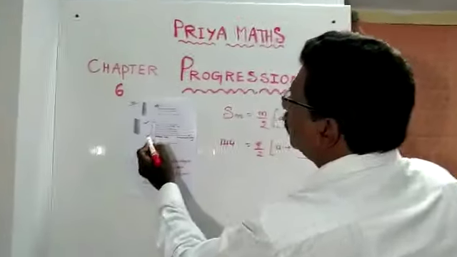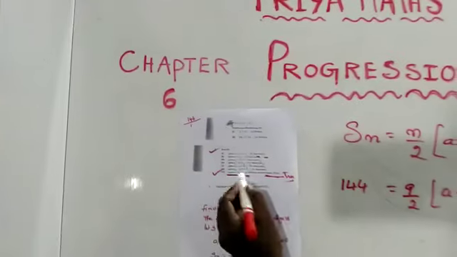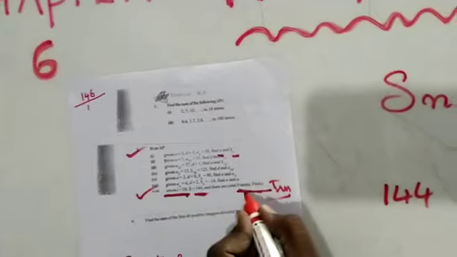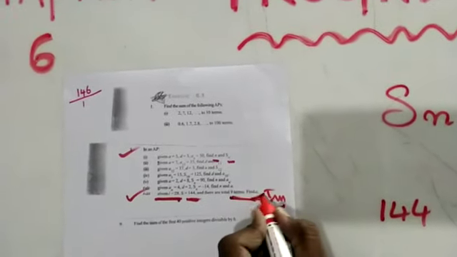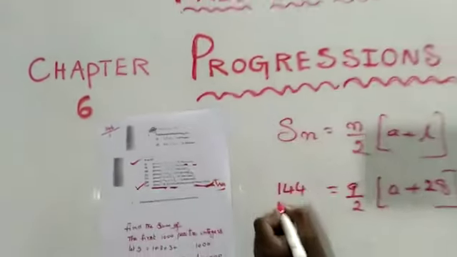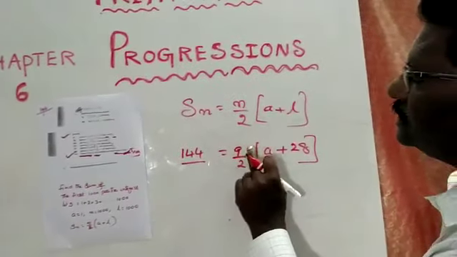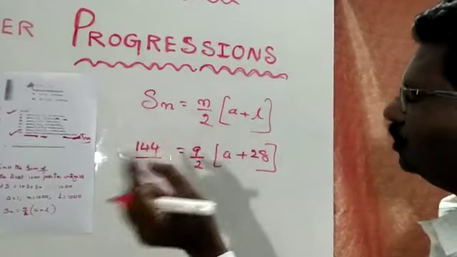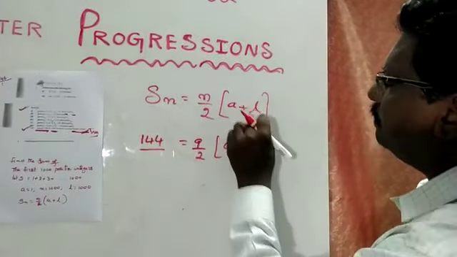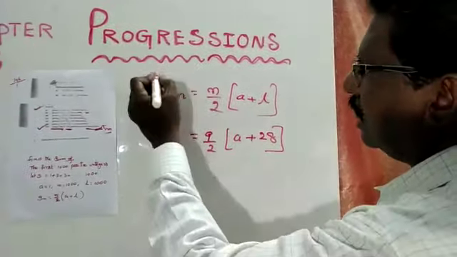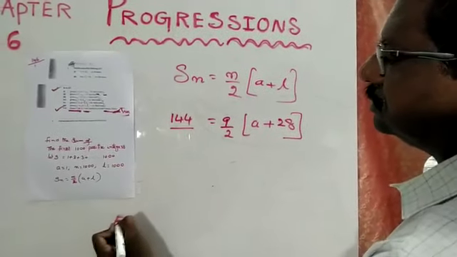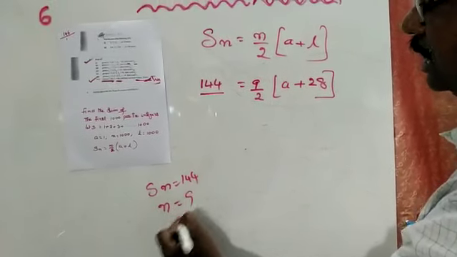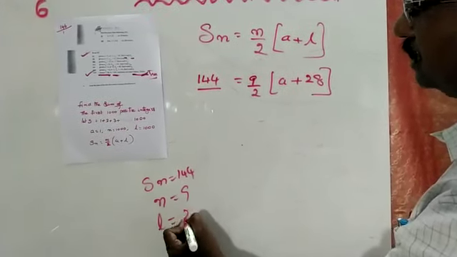Okay, students. We are going to discuss the 7th problem. L is equal to 28 and SN is equal to 144 and N is equal to 9. Find A. So I am taking here SN is equal to 144. I substitute N is equal to 9 by 2 of A, you don't know, you will find A, plus 28. L means 28.